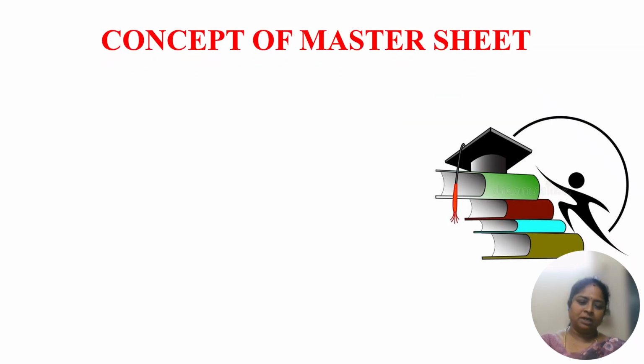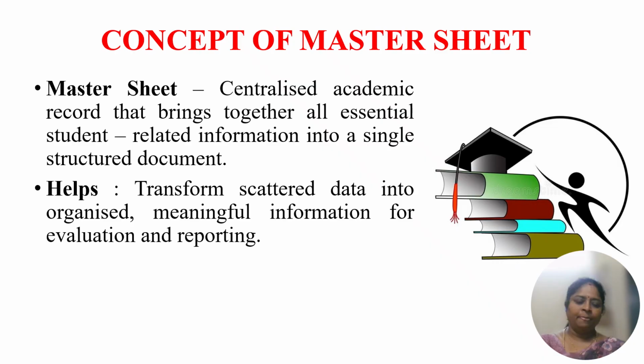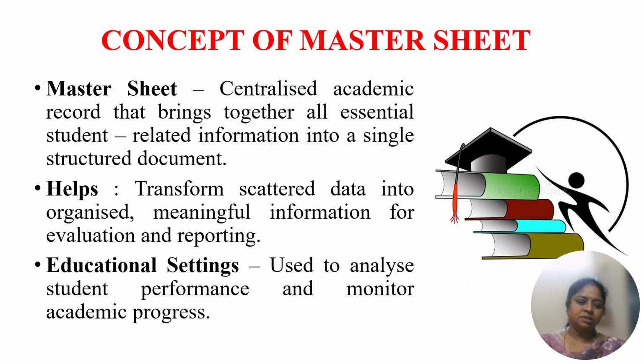The concept of master sheet. The master sheet is a centralized academic record that brings together all essential student-related information into a single structured document. It helps to transform scattered data into organized, meaningful information for evaluation and reporting. In educational settings, it is used to analyze students' performance and monitor academic progress.